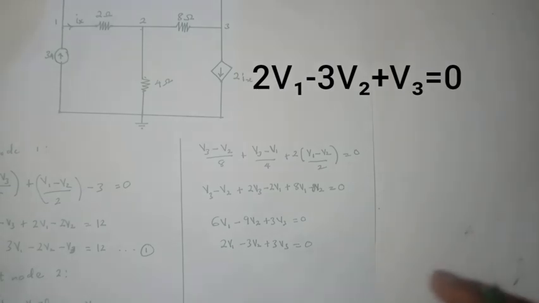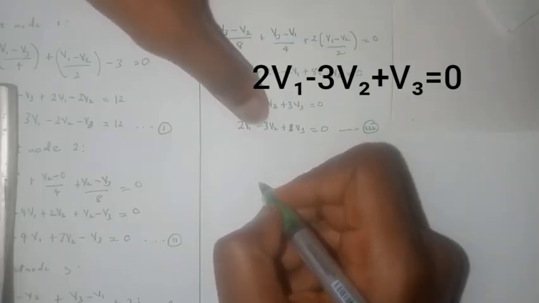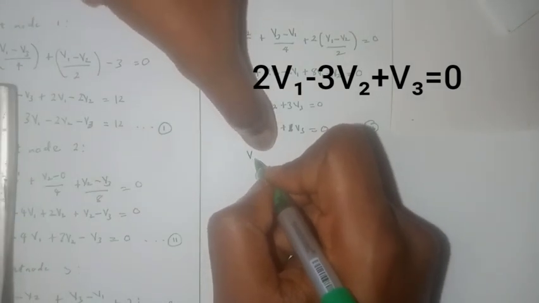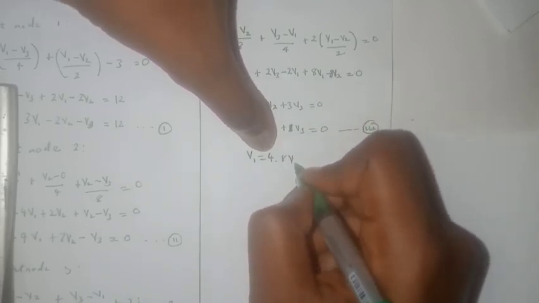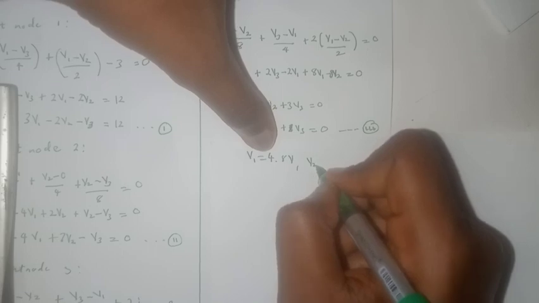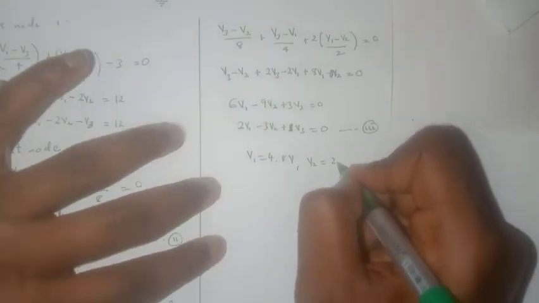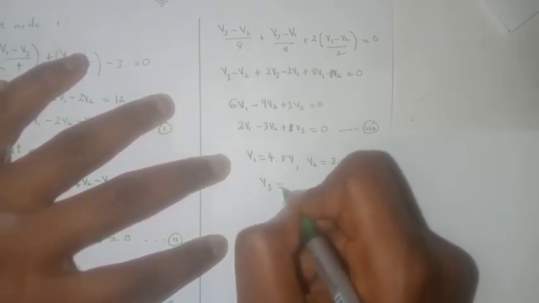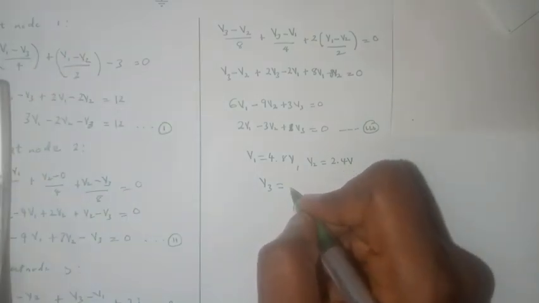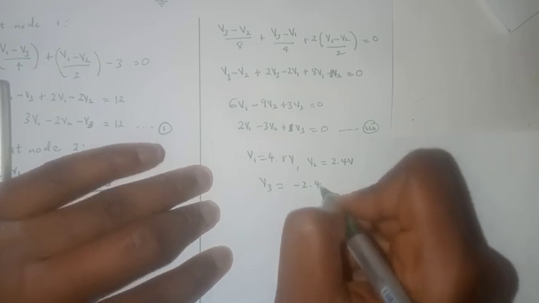We can then solve this simultaneously with the help of our calculator, since this is our third equation. And V1 would be equal to 4.8 volts. V2 would be equal to 2.4 volts, and our V3 would then be equal to minus 2.4 volts.